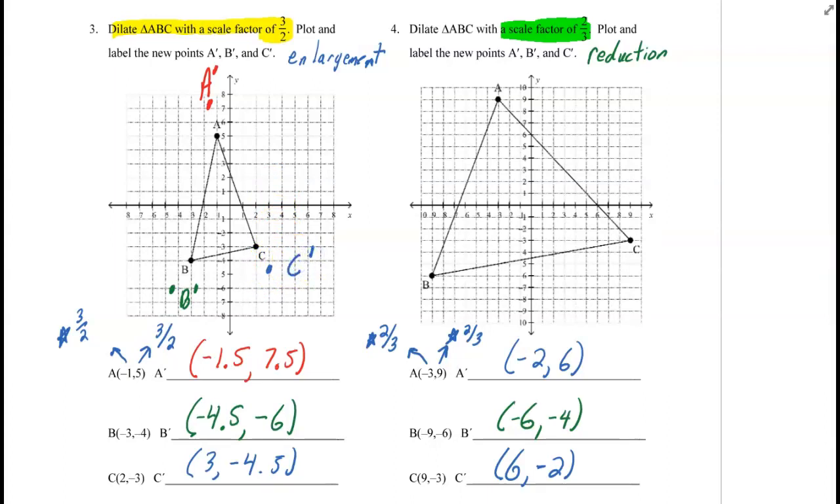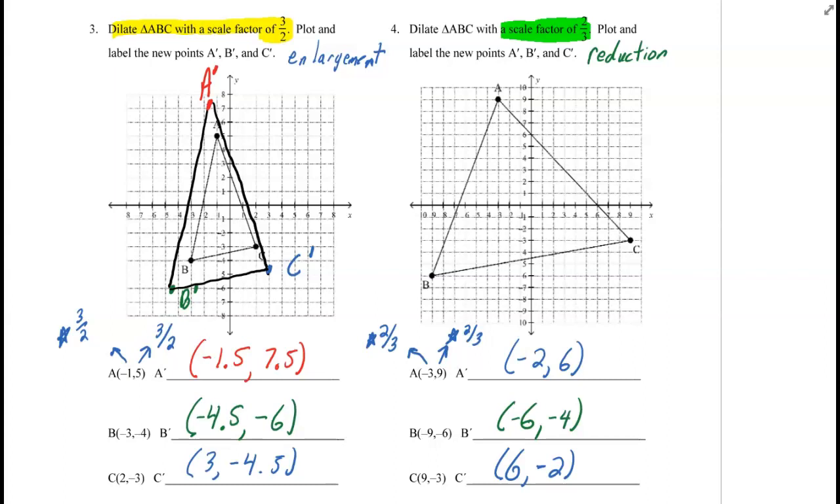Then I'm going to get my straight edge out, or just do this by freehand, and connect the dots. So this is a dilation with a scale factor of 1.5. You can pause the screen and also do number 4, or you can watch.